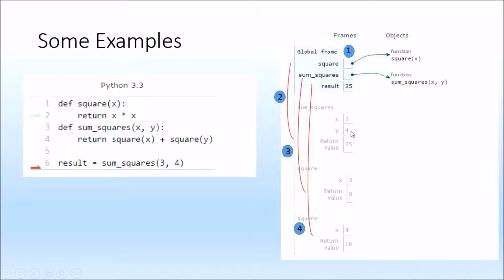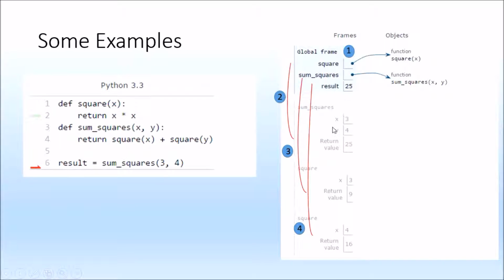So this is, again, an environment's chain of local frame with a global frame. So here we have our local frame sum squares, and then it's the global frame. And then, this environment was while we were evaluating sum squares, and then this environment was when we were evaluating the first call to square of x, so that's our third environment. And then our last environment is the square function where we evaluated square of y, which is 4. So these are all the environments.